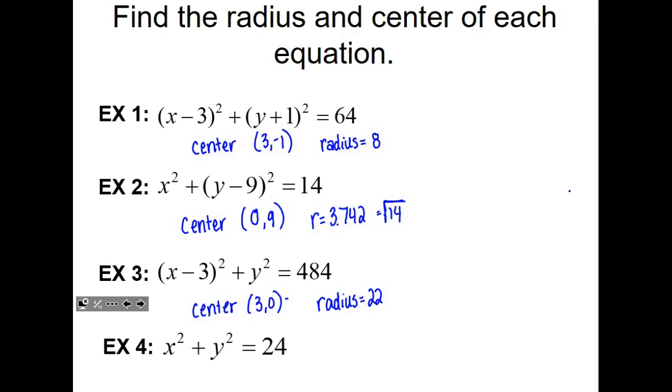Okay. Sydney, what's the center for number 4? Very good. And Savannah, what's the radius? Square root of 24, or you said what? 4.899. Okay. Alright, any questions on those? So these should be pretty straightforward if you've got one that's already in standard form. You're just reading those pieces off there.